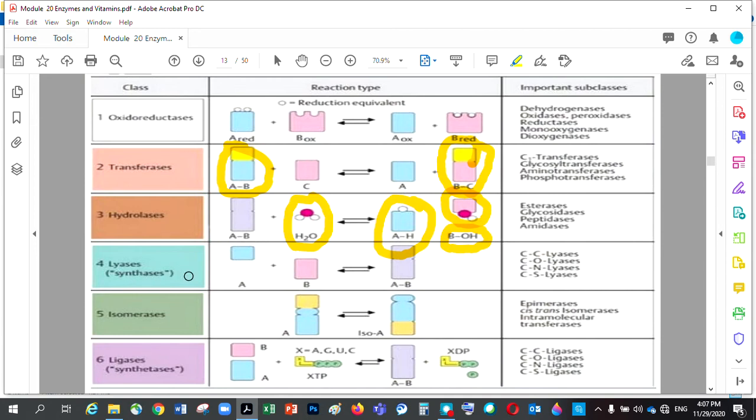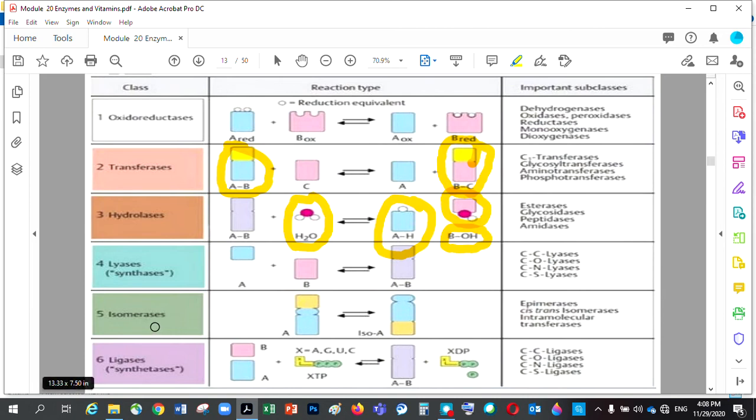And then lyases, that's like synthesis, that's combining those two molecules together. Okay, so lyases means synthesis, a combination reaction.